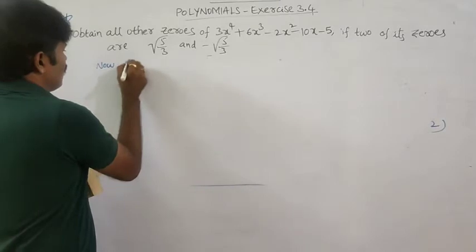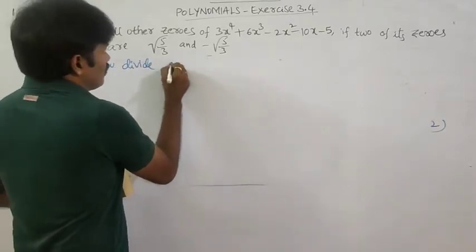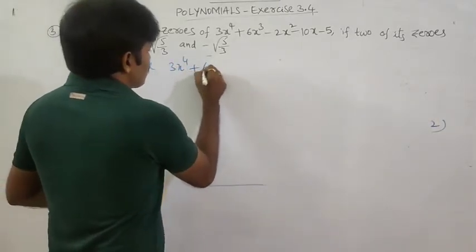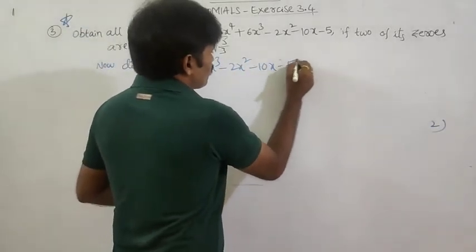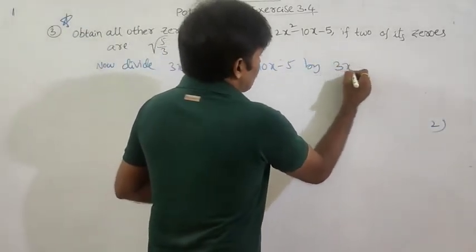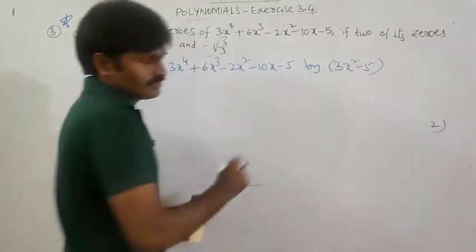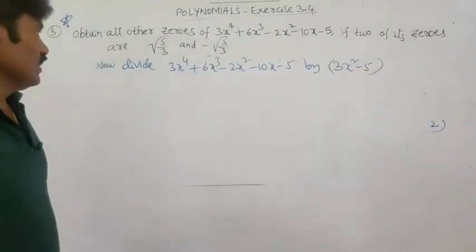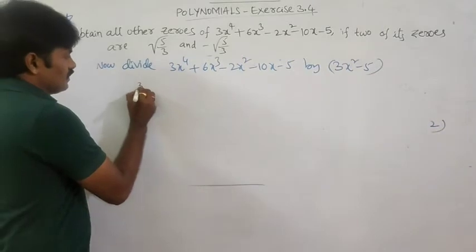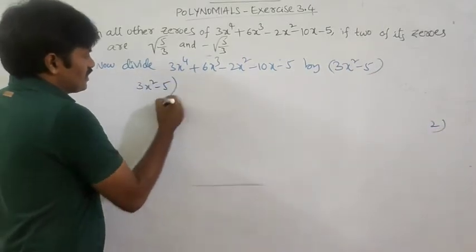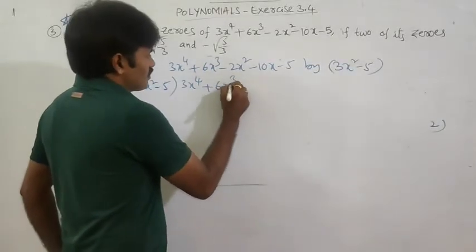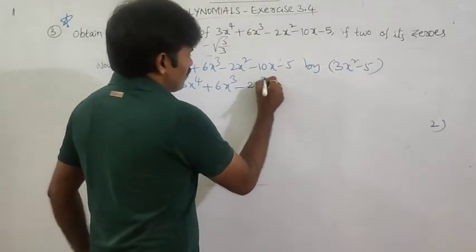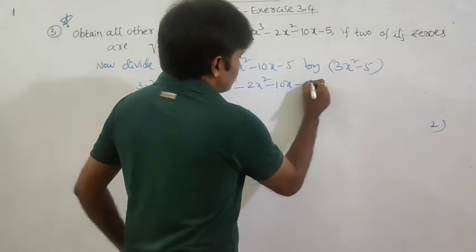Now divide 3x^4 + 6x^3 - 2x^2 - 10x - 5 by 3x^2 - 5. See, 3x^2 - 5 is the divisor, and 3x^4 + 6x^3 - 2x^2 - 10x - 5 is the dividend.